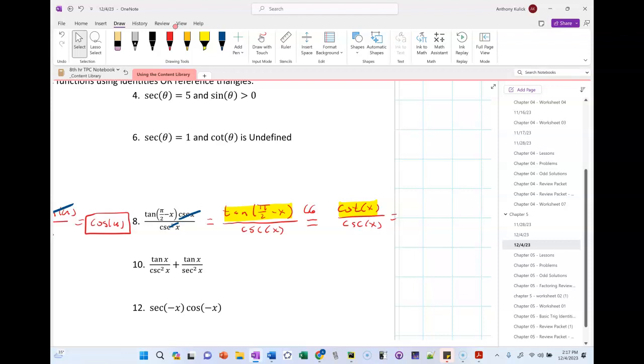Good. So you're going to replace cotangent with which identity? Cosine over sine or cosecant over secant? I agree. Why'd you pick that one? Because we already have a cosecant in there. Absolutely.